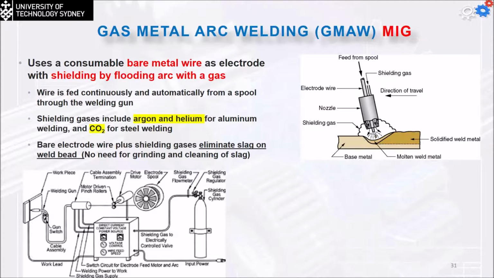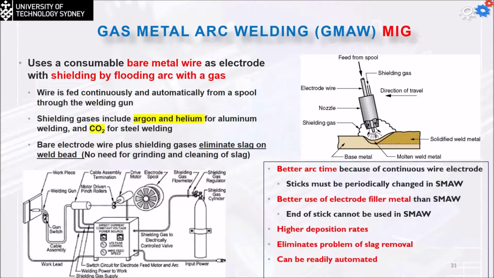The shield gas, as we mentioned earlier, can be argon or helium for the aluminum case and CO2 for steel welding. The bare electrode wire plus the shielding gases will eliminate the slag on the weld bead, and then there's no need for grinding later to remove the slag. So it's better arc time because we don't have to change the filler ourselves. Better use of the electrode filler metal, because usually the end of the stick cannot be used, but in this one we have continuous feeding. Higher deposition rates, eliminates the problem of slag removal, and it can readily be automated by fixing the handle on a robotic arm.